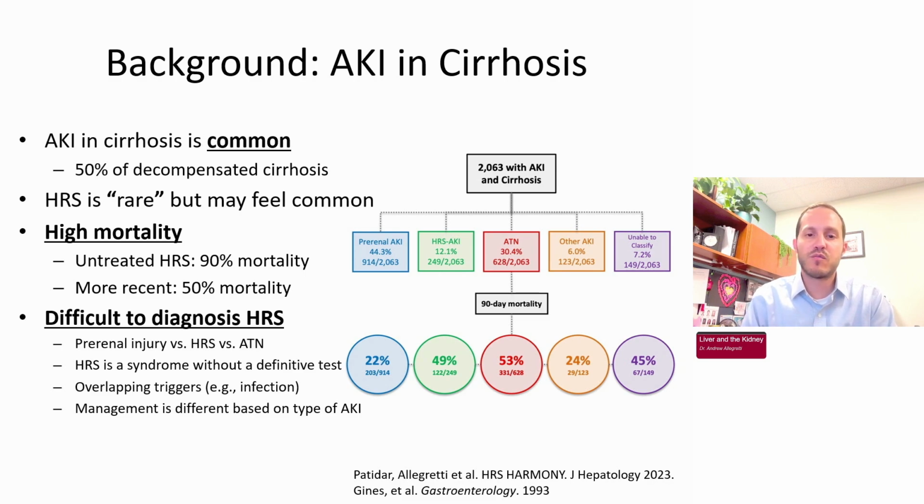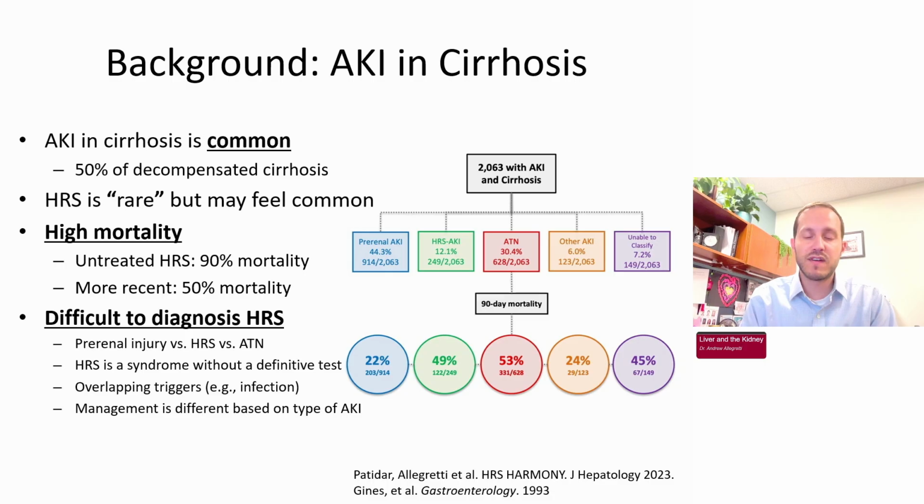You can see on the right the breakdown of injuries. Most of them are what I would consider hemodynamic or nephrotoxic injuries, your classic prerenal injury and ATN, and then hepatorenal syndrome is a special scenario that you see about 1 in 8 of all serious AKI in the hospital for this population. But it is very difficult to diagnose across that spectrum of those three.